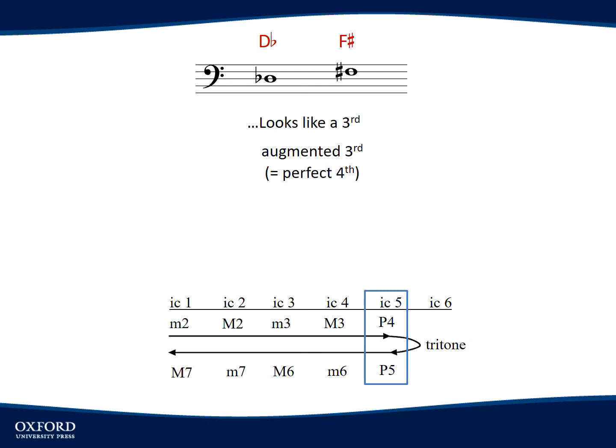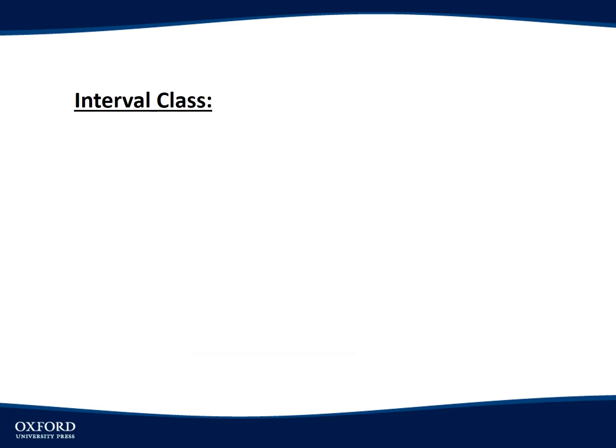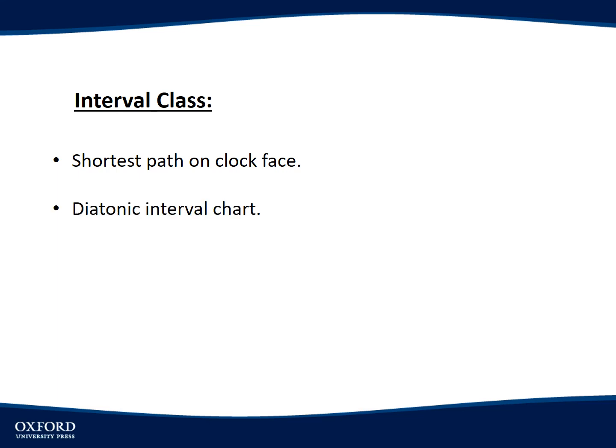A good trick is to respell one of the notes to make the interval more straightforward. For example, you could respell the first note as C sharp to make a perfect fourth with F sharp. Or you could respell the second note as G flat to make a perfect fourth above the D flat. In this video, we showed two ways to conceptualize interval class. The first method was to find the shortest path on the clock face and count the distance. The second was to think in terms of diatonic intervals and their inversions, as laid out on the chart.